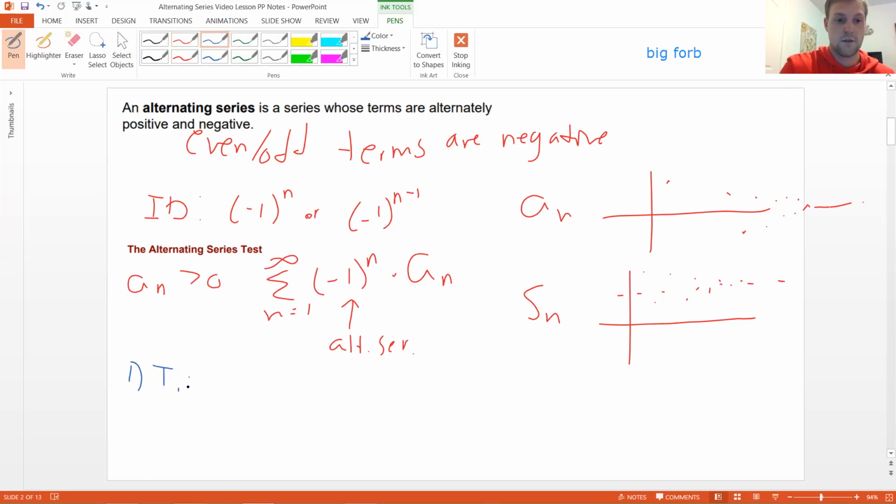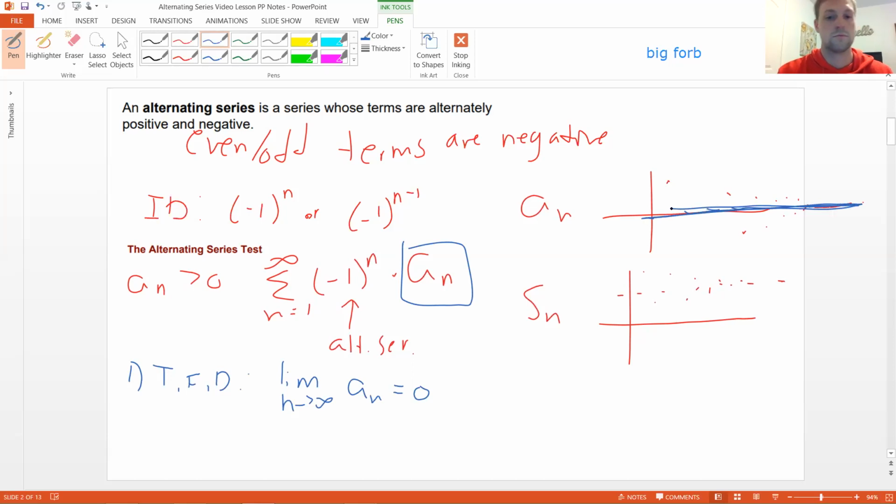The first one you already know. It's the test for divergence, that first test we talked about. You have to show that the limit as n approaches infinity of a sub n equals 0. So you have to show that this piece right here, as you go to infinity, is approaching 0. That's the test for divergence, and that's the first test for anything you do, really. So I don't even think that's anything new.